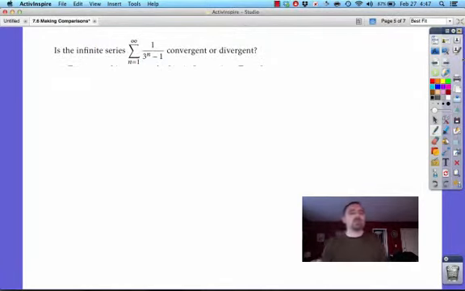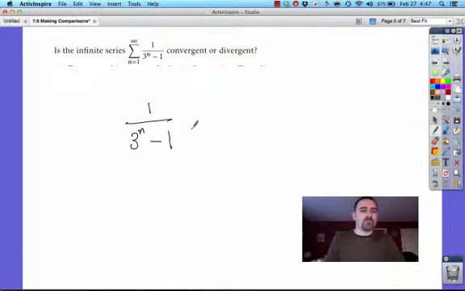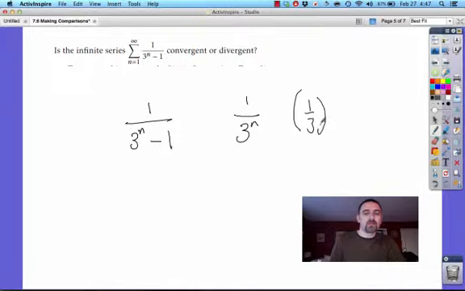Okay, so is the infinite series convergent or divergent? All right, so we have 1 over 3 to the n minus 1. Okay, so we're going to use the limit comparison test here, and what we want to do is compare this, hopefully, with something that we know something about. And a pretty easy one to compare is 1 over 3 to the n. We know this is a geometric series when I sum it up, and we know that's convergent because it's 1/3 to the nth power, and 1/3 is less than 1. Okay, so let's compare these two. We're going to compare them as a ratio and see where this goes.